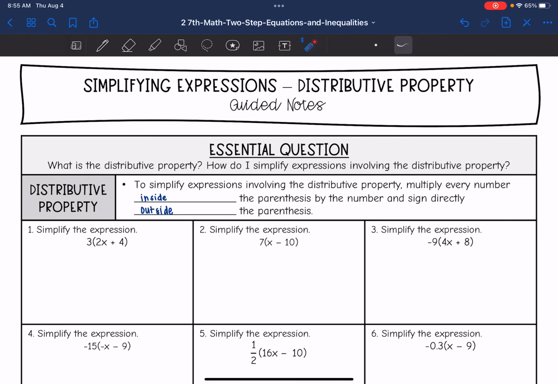Hey guys, today we are going to answer the question, what is the distributive property and how do I simplify expressions involving the distributive property? So to simplify expressions involving the distributive property, we're going to multiply every number inside the parentheses by the number and sign directly outside the parentheses.